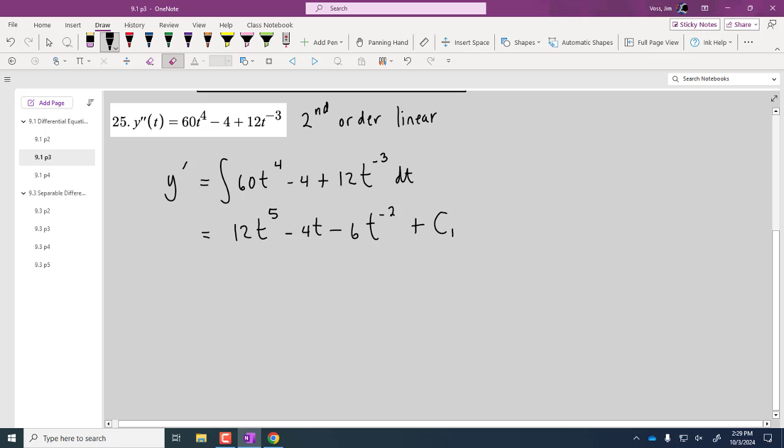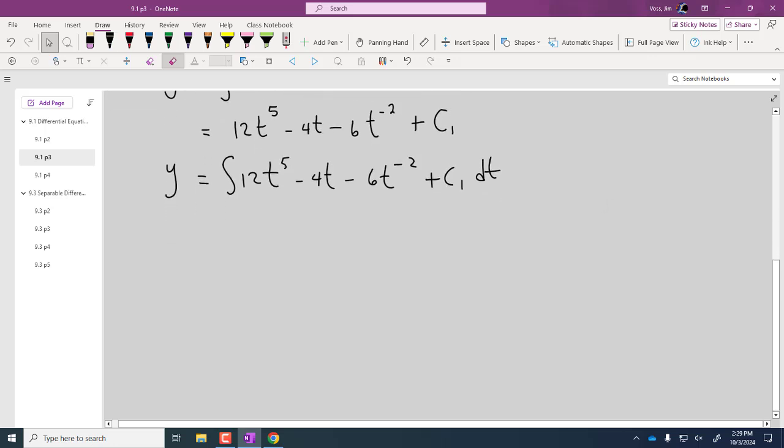All right, so now to get to y, we integrate again. So y is going to be the integral of all of this. Y is the integral of that with respect to t. So our function y will be that.